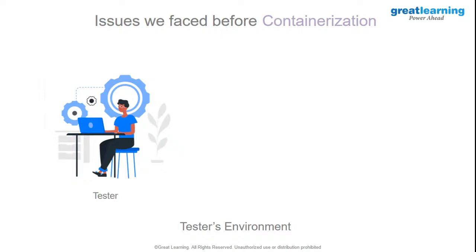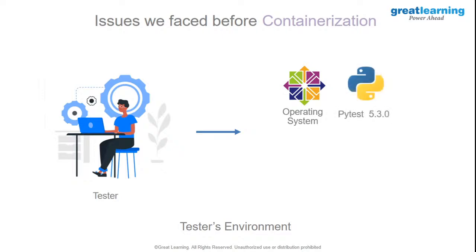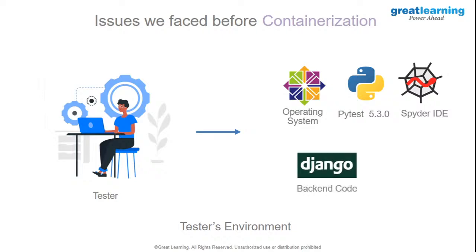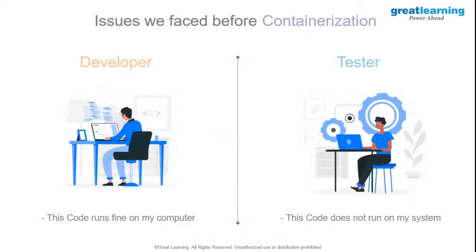And if you look at the tester's environment, we see that the tester has a similar environment where he has the same operating system. This is a CentOS operating system. And he has similar tools, but they're slightly different versions. Like PyTest is not of the same version, and the integrated development environment he's using is a little different, but he's working on the same code and the same dependencies. But the code runs fine on the developer system, whereas on the tester system, it does not run fine. Now, that's a big problem because you're using the exact same code and the exact same dependencies.